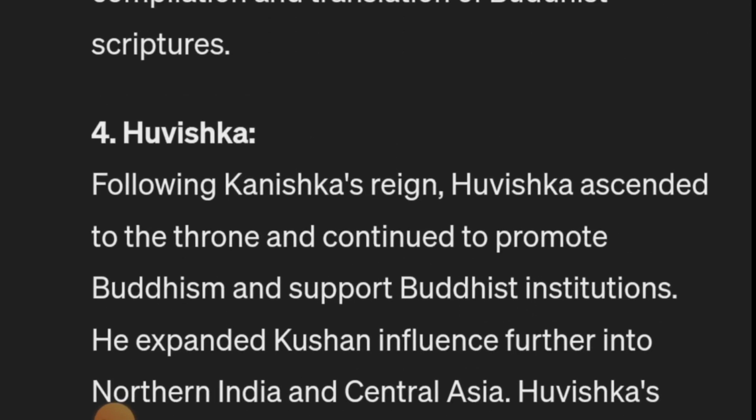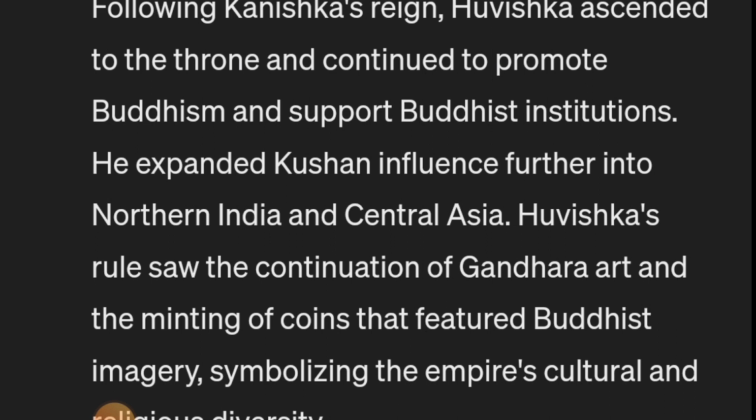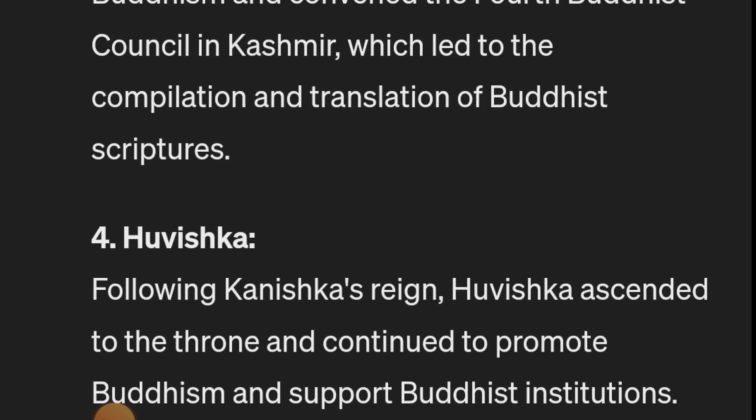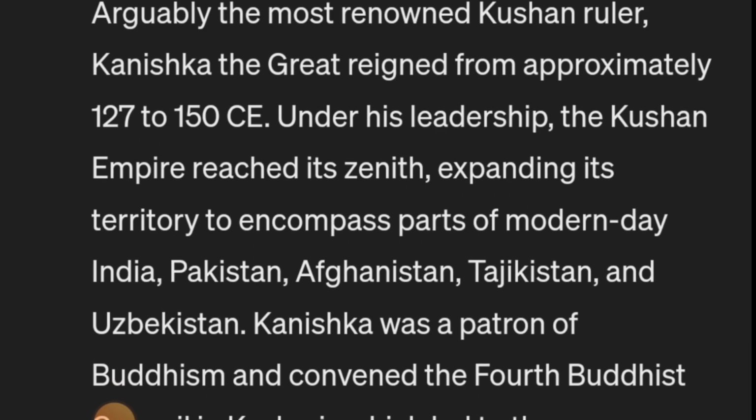So as we know, if we consider Huvishka, following Kanishka's reign, Huvishka ascended to the throne and continued to promote Buddhism and support Buddhist institutions. He expanded Kushan influence further into northern India and Central Asia. Huvishka's rule saw the continuation of Gandhara art and the minting of coins that featured Buddhist imagery, symbolizing the empire's cultural and religious diversity.